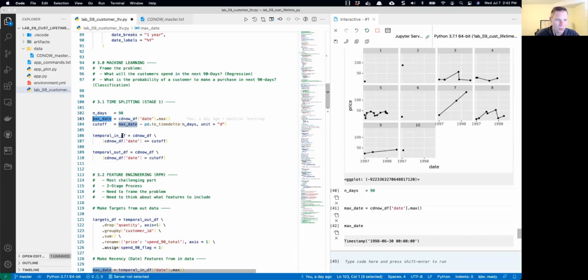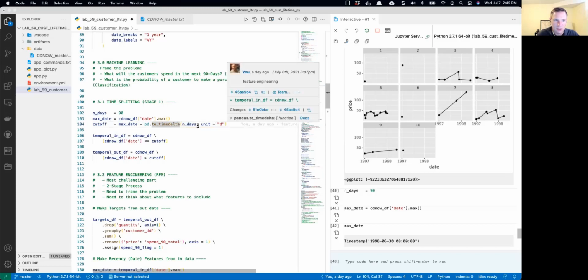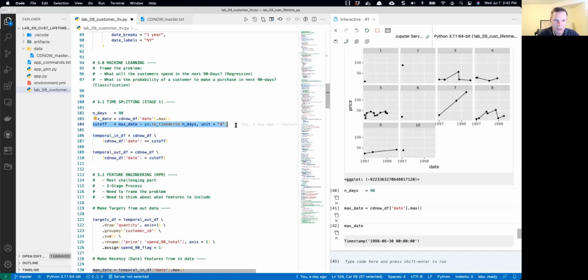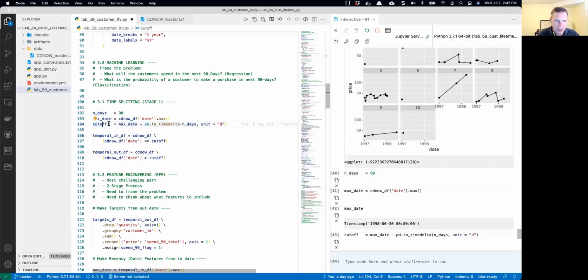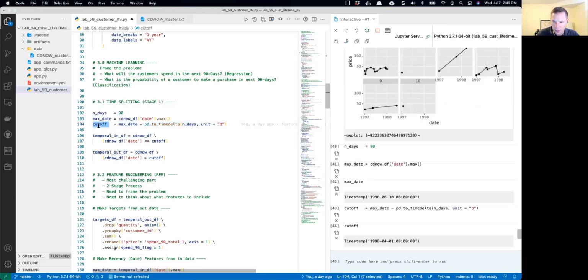So what we want to do is take 90 days from before that last date. We're going to take the max date and subtract out a time delta of 90, unit days. So that's what this cutoff is going to be. If I do Shift and Enter, that cutoff is 1998-04-01. So this is 90 days from the last day here. Okay, so that's what we're going to use as our cutoff, April 1st, 1998.